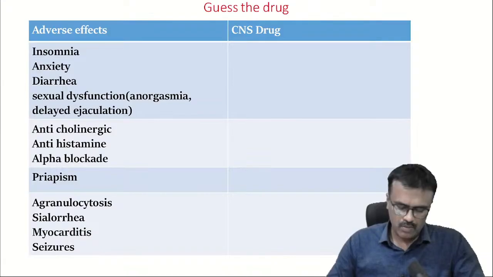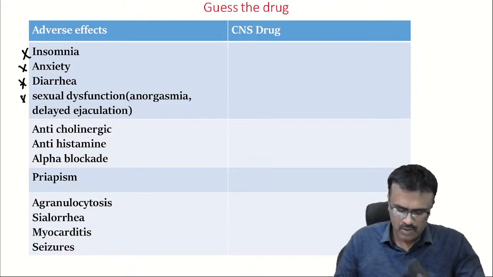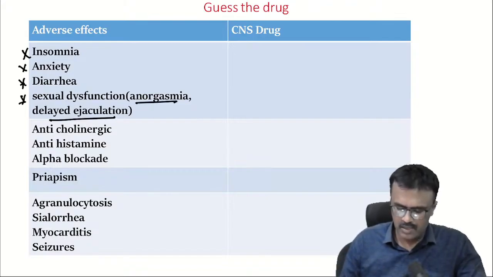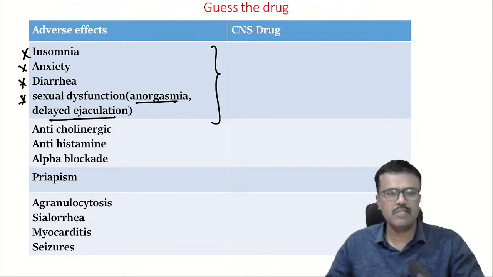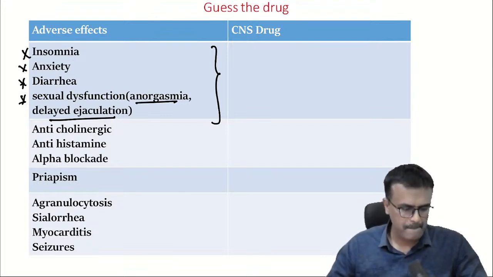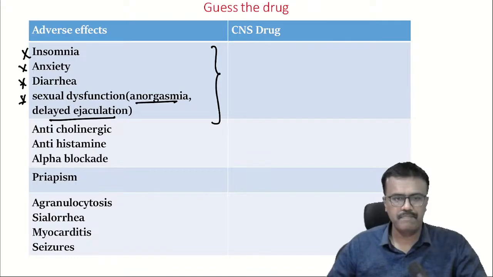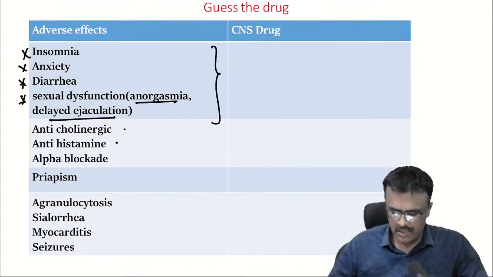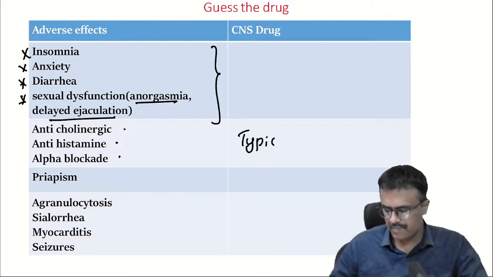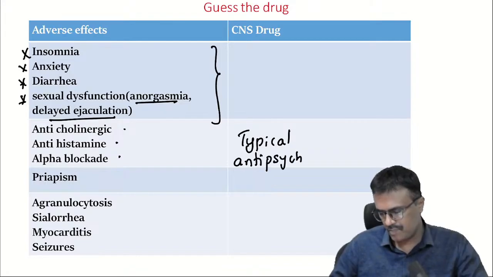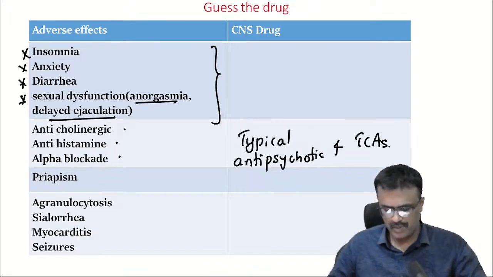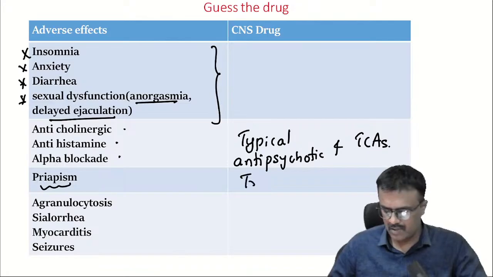Now coming to insomnia, anxiety, diarrhea, sexual dysfunction leading to anorgasm, delayed ejaculation, which CNS drug do we suspect? This is for you guys. Please guess it. Anticholinergic, antihistamine and alpha blockade, I told you, it is typical antipsychotics and TCAs. Priapism is trazodone.